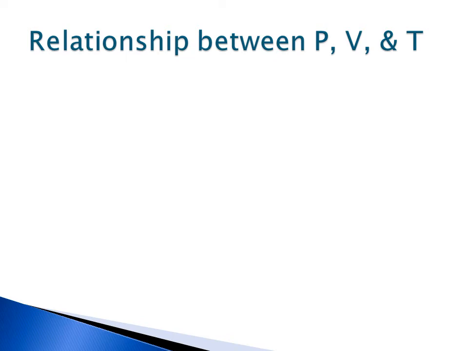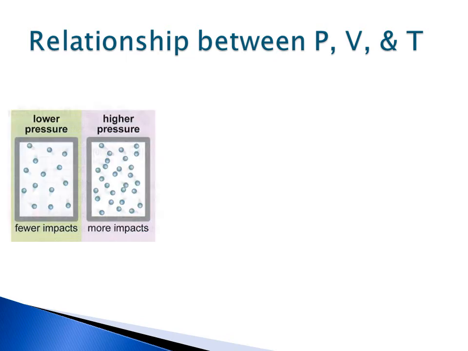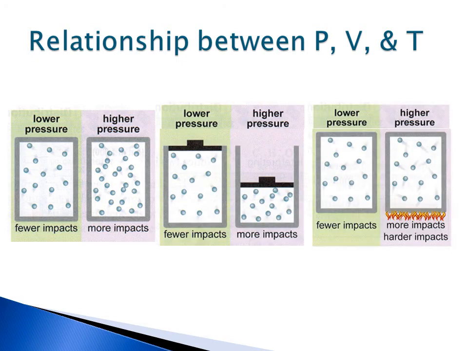So if we're looking at a relationship that we can quantify between pressure, volume, and temperature, we can look at these three situations. The first one shows us increasing our molecules will increase pressure. The middle situation shows decreasing volume will increase pressure. And the last one shows that increasing temperature will increase pressure.